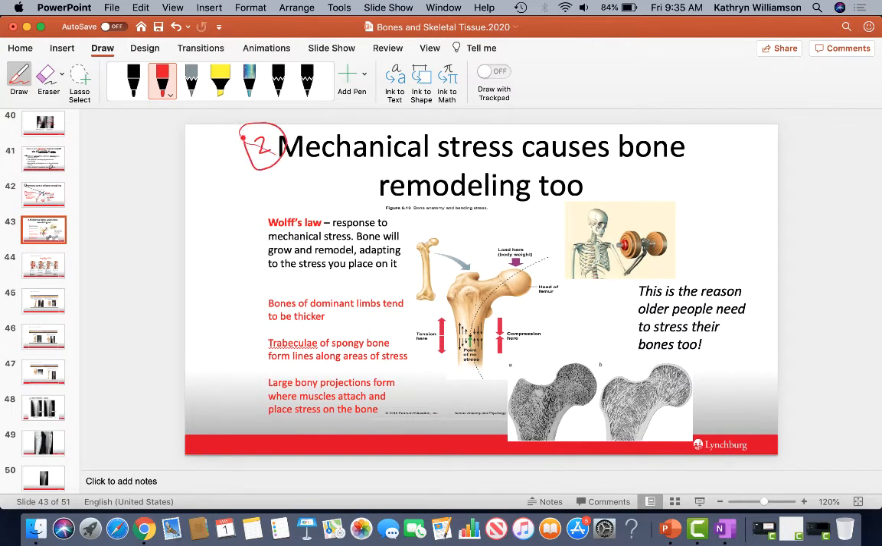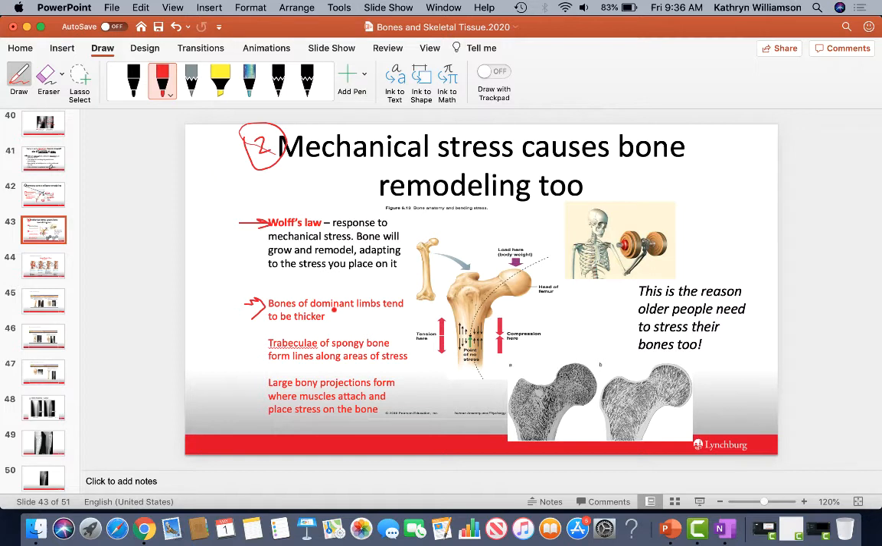So here's our remodeling due to mechanical stress. This uses the concept of Wolff's Law. This is the fact that your body, and specifically your bones, will respond to mechanical stress. So the more stress you put on bones, the more remodeling, the more building up is going to happen. We see this in a couple of different ways. Number one, bones of dominant limbs tend to be thicker. So if you're right-handed, your right arm tends to be a little bit bigger.